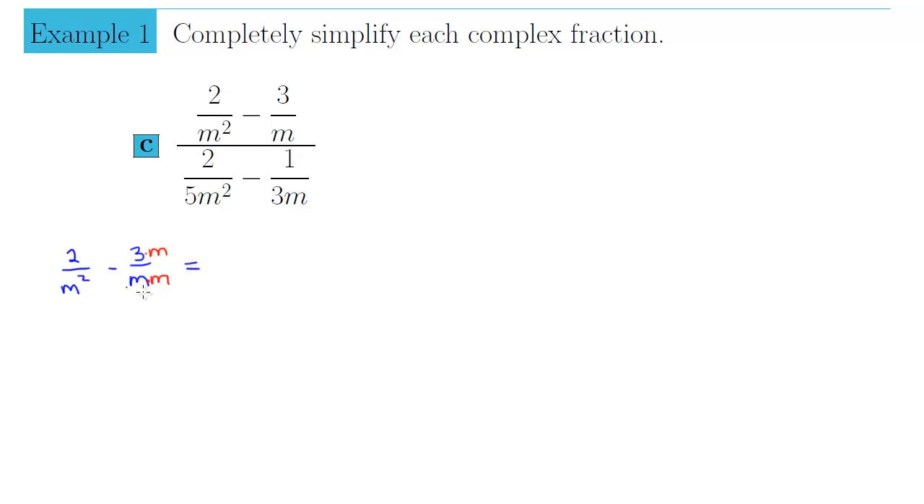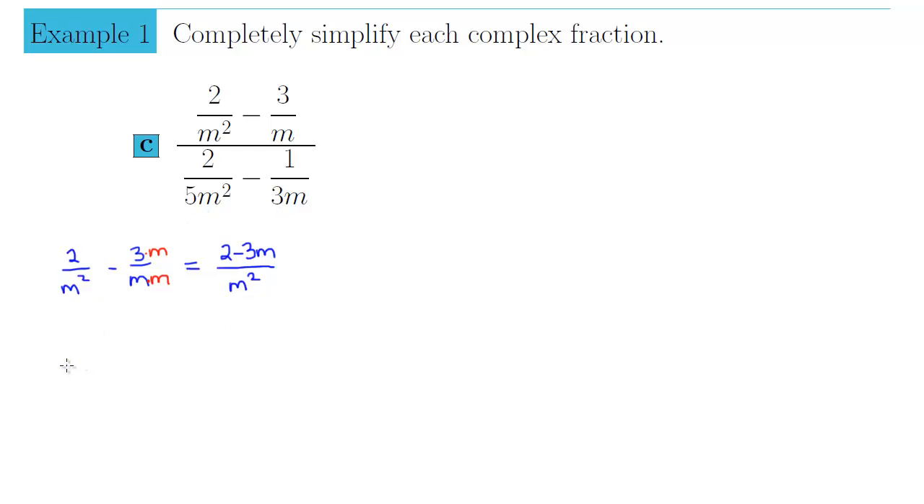Now we have m squared and m squared, so we can combine. Our common denominator is m squared and our numerator is simply 2 minus 3m. Those are not like terms, so we cannot subtract them, and we stop right here. This is as far as our numerator can go for now.